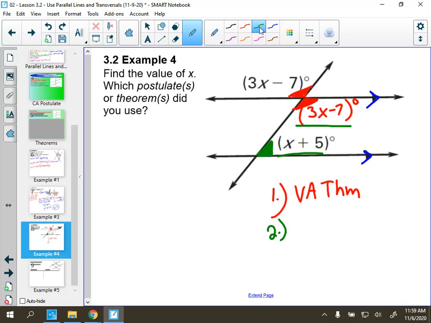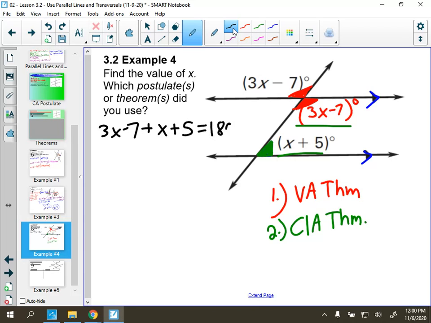That's called a consecutive interior. Those are called consecutive interior angles. So, okay, I can use the consecutive interior angle theorem, which says that if you have parallel lines and you have consecutive interior angles, they must be supplementary. Oh, okay, sweet. So that's my setup: 3x minus 7 plus x plus 5 have to add up to 180. So again, be careful.